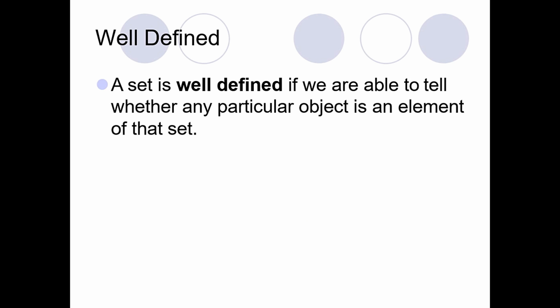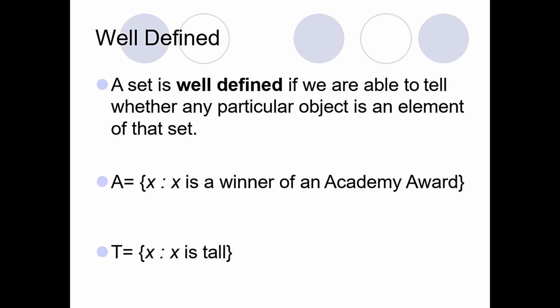Now, how do we know that a set is well defined? A set is well defined if we are able to tell whether any particular object is an element of that set. For example, if set A is equal to {x such that x is a winner of an Academy Award}, then we can say that this is a well-defined set because we can list all the people who are the winners of an Academy Award. Now, if we consider another set, set T, such that x is tall, that is not a well-defined set because being tall is not well defined.